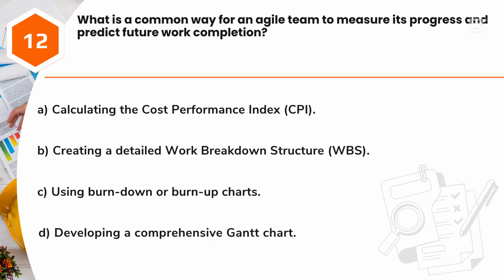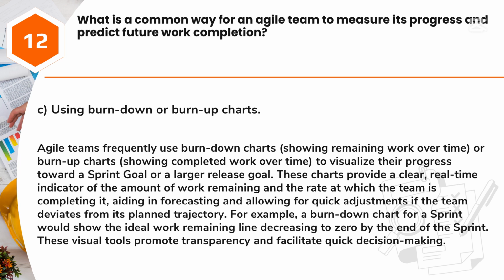Question 12. What is a common way for an Agile team to measure its progress and predict future work completion? A. Calculating the Cost Performance Index, CPI. B. Creating a detailed work breakdown structure, WBS. C. Using burn-down or burn-up charts. D. Developing a comprehensive Gantt chart. Answer: C. Using burn-down or burn-up charts.